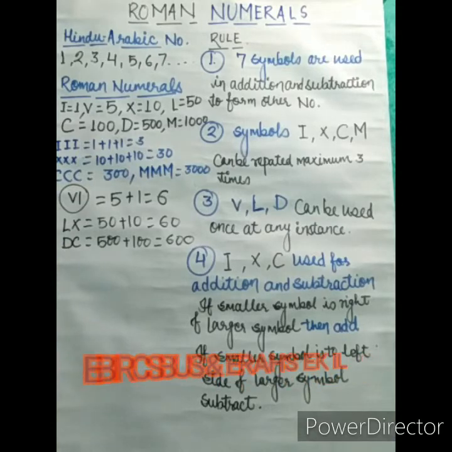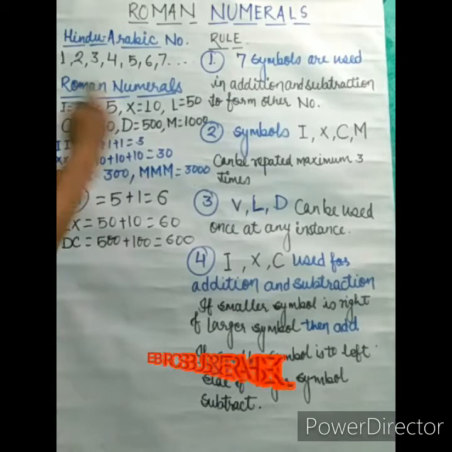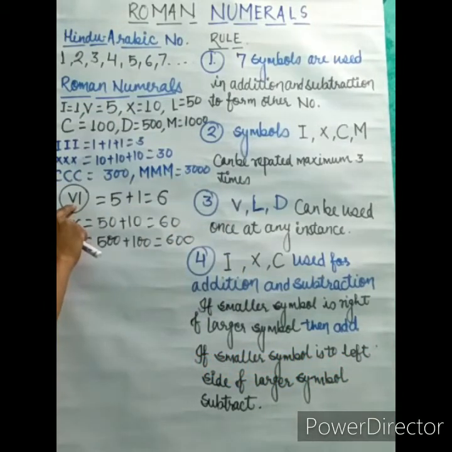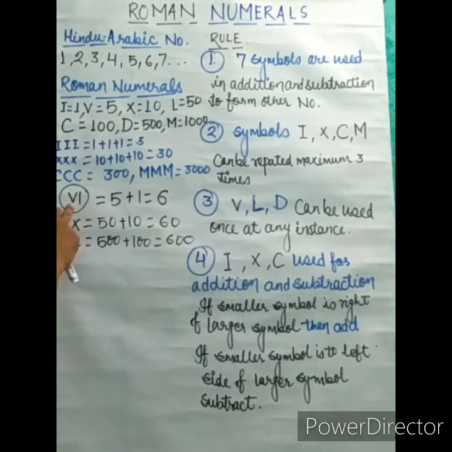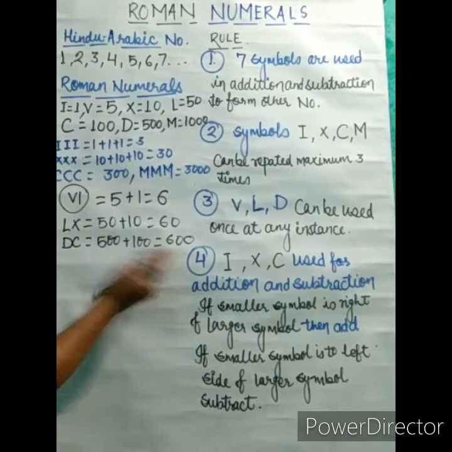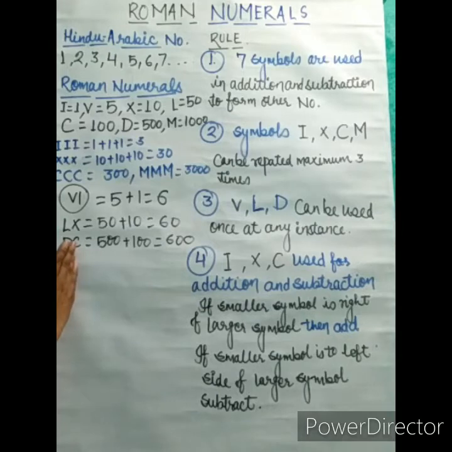If any smaller Roman number is written to the right side of the greater one, like V, its right side has I, which is smaller than V. So we will write 5 plus 1. Again L is greater than X, so X is written to the right side of L, so we will add L plus X. If any smaller Roman number is written to the right side of a greater Roman number, we will add it. D is greater than C, that's why we add it.